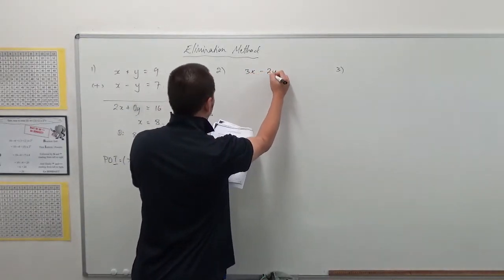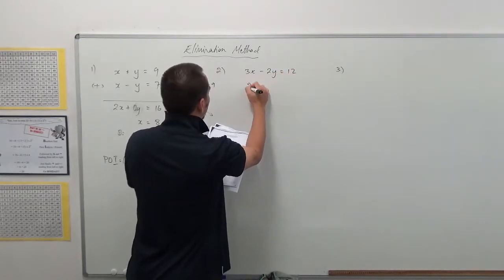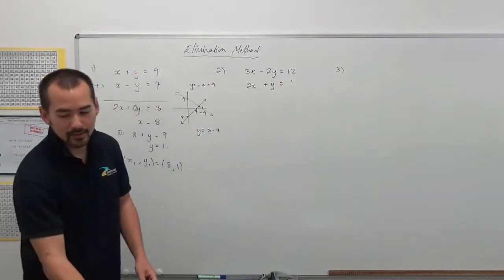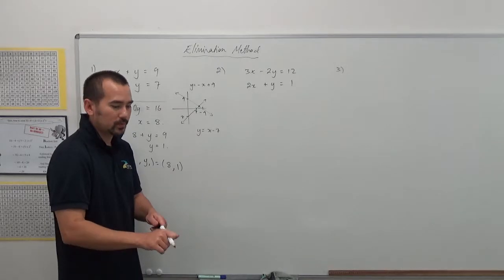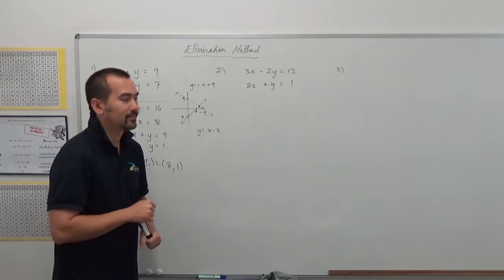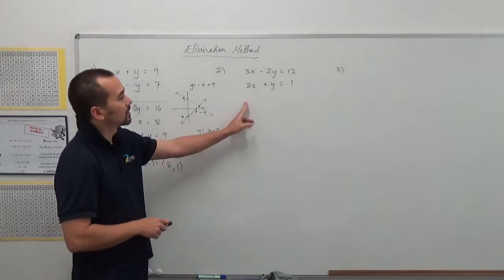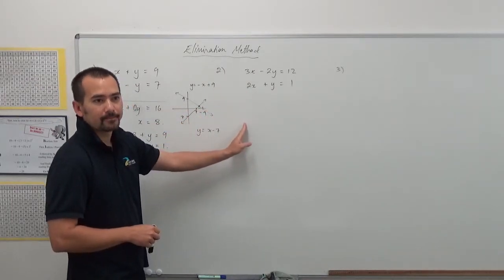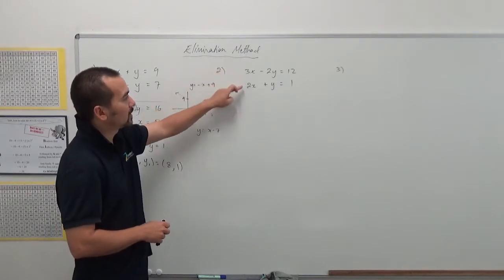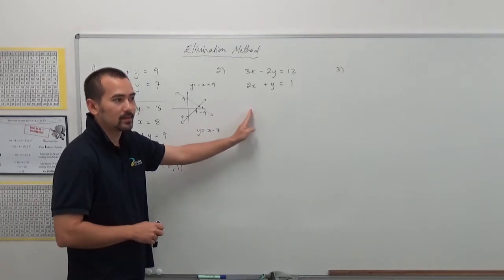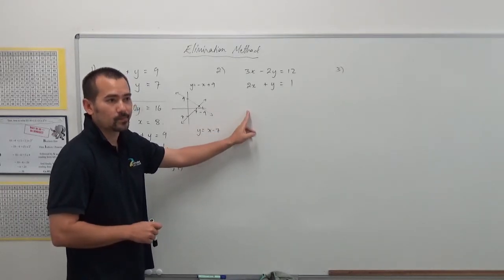x take away 2y is equal to 12, and then 2x plus 1y is equal to 1. Okay, which variable do we want to eliminate this time? Aaron? The x's? Do we want to eliminate the x's? Okay, I've got 3x there and 2x there. How would I eliminate the x's? Subtract them. If I do 3x take away 2x, I'll end up with 1x. It won't eliminate the x's, at least not by subtracting alone.